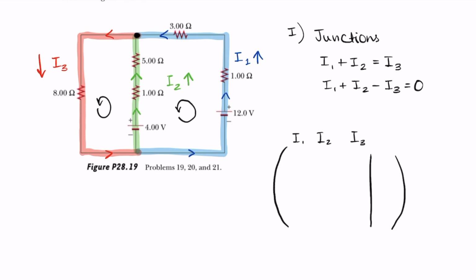So with the junction rule, we have 1 I1 plus 1 I2 minus 1 I3. So we will write 1, 1, and negative 1. And since it equals 0, we will write 0 on the other side. Now let's do the same with Kirchhoff's loop rule functions.